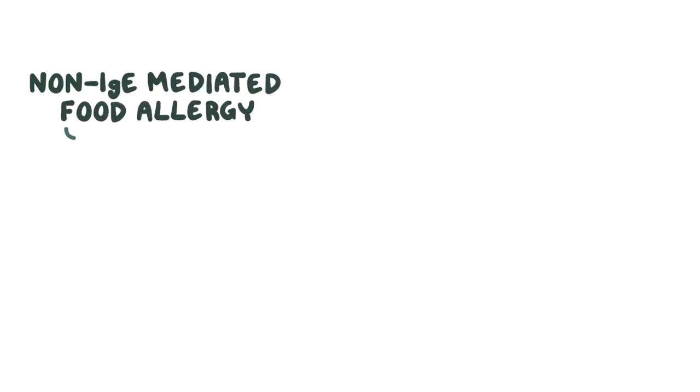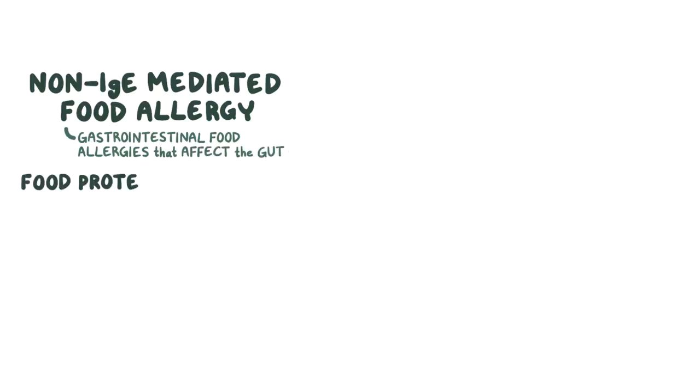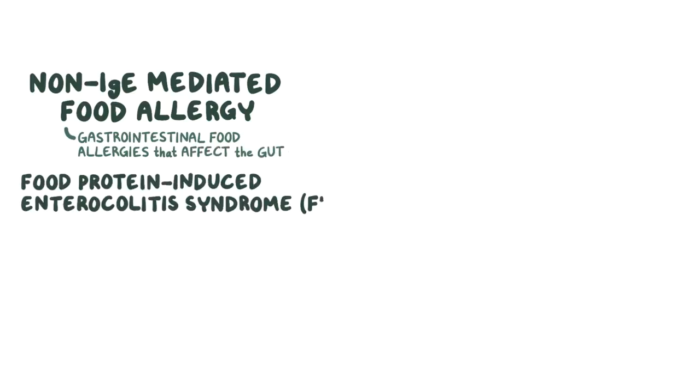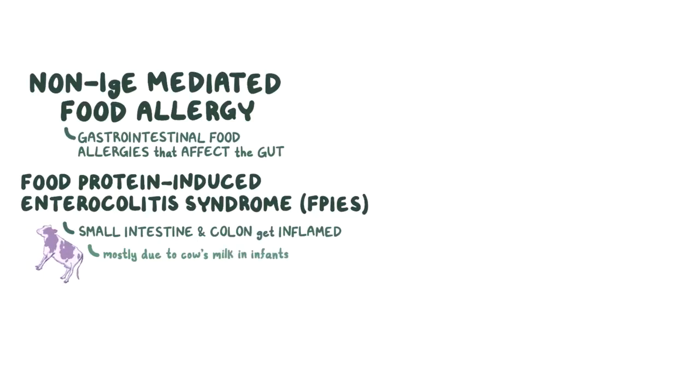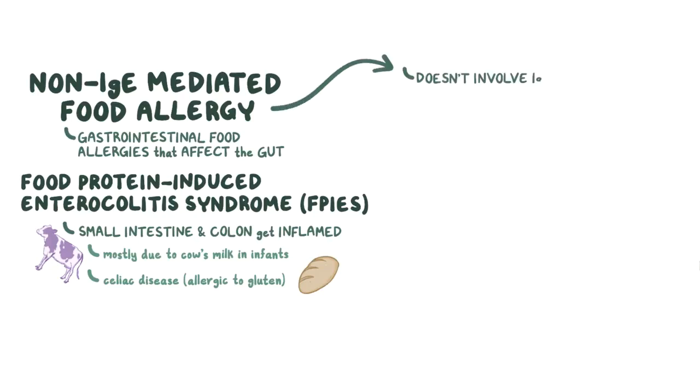Now, there's also a non IgE mediated food allergy, which includes a range of gastrointestinal food allergies that affect the gut. There's also food protein induced enterocolitis syndrome, or FPIES for short, where the small intestine and the colon get inflamed, mostly due to cow's milk in infants. Other causes include celiac disease, where people who are allergic to gluten have their small intestine inflamed and damaged. Non IgE mediated food allergy doesn't involve IgE antibodies, obviously, and typically it occurs hours or days after the exposure.